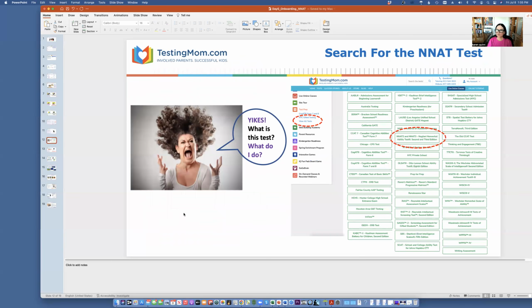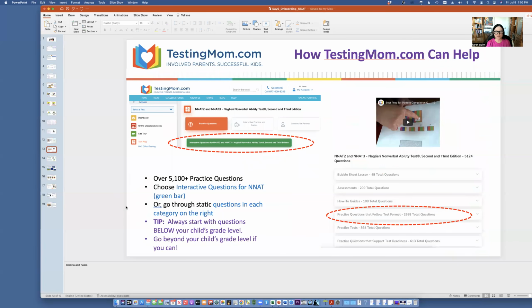Now, where do you find the NNAT material on our website? I just want to show you, because I know many of you are TestingMom members, and if you're not, become one. Okay, so all you do when you log in, you go to Test Prep, View All Tests, and here's where you can pick out the NNAT right here, and that's where we have practice questions for that particular test.